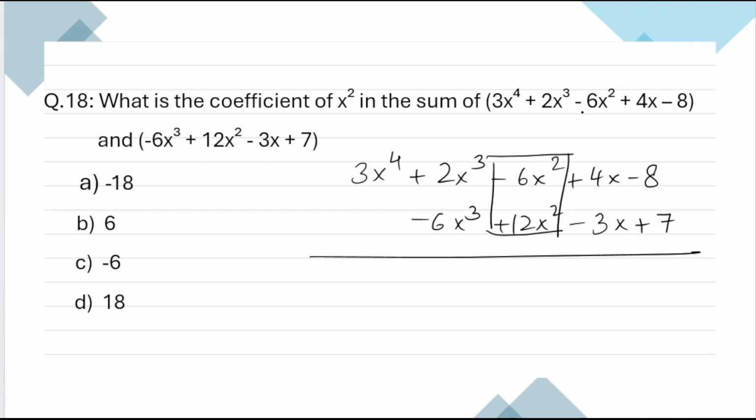Take the coefficient of x square, negative 6, and the coefficient of x square, 12. What is negative 6 plus 12? It's 6. That means if I add them, I would get 6x square as my term over here. So what is the coefficient? 6. No need to add everything. Pick the coefficient of x square from here, pick the coefficient of x square from here, and simplify it. 12 minus 6, 6. So my answer is option B.